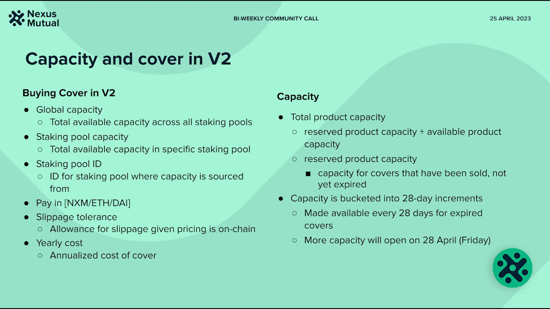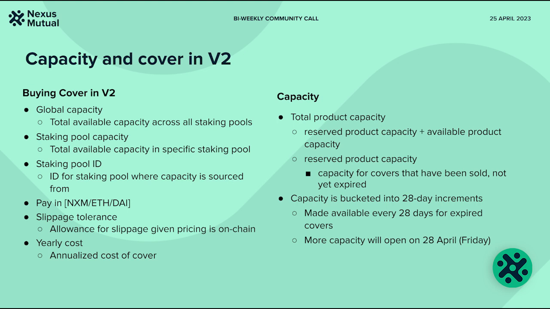Somebody must have seen that. They staked, opened up more capacity, and I let that person know, and they said they were going to wait and see if the pricing came down. But generally, if there is no capacity for something and you're waiting for it, the 28th of every month is when the expired covers are going to roll off and more capacity will be open again.